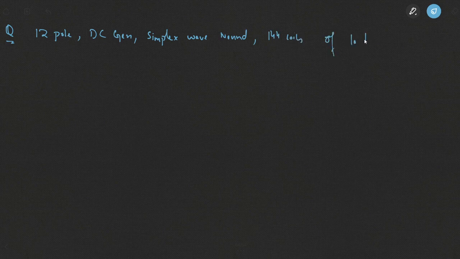Let's do another numerical. A 12-pole DC generator has a simplex wave wound armature containing 144 coils of 10 turns each.